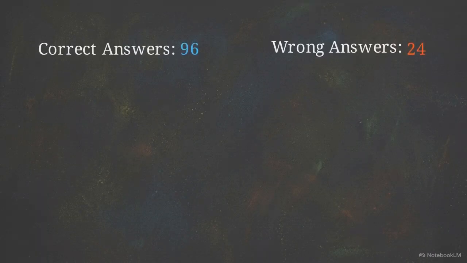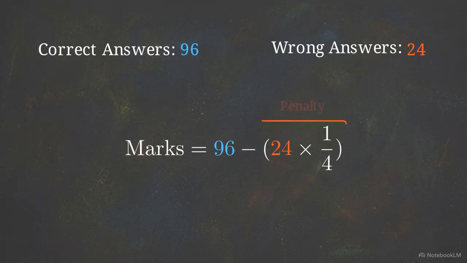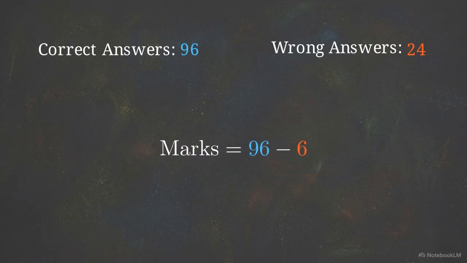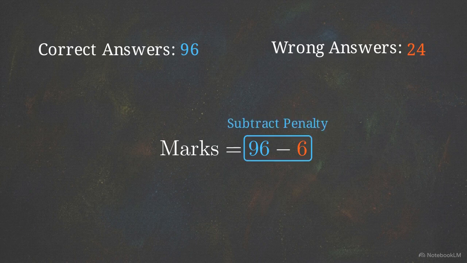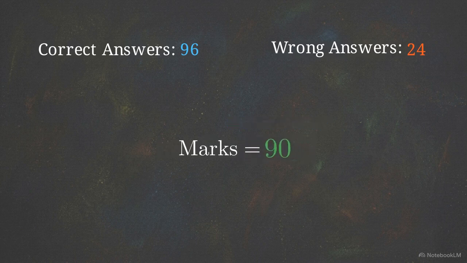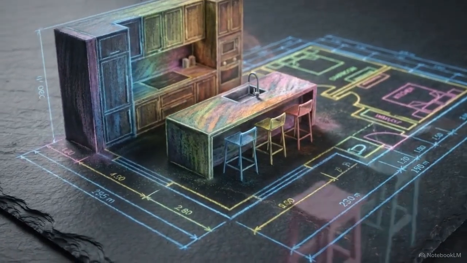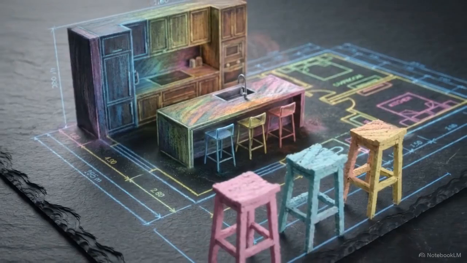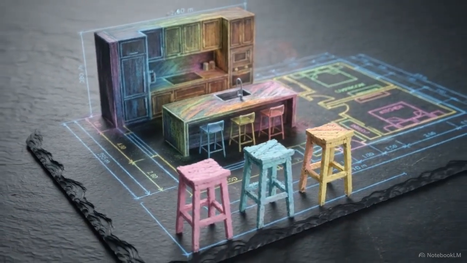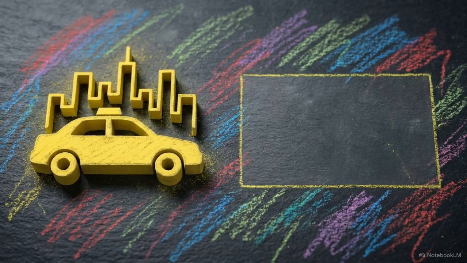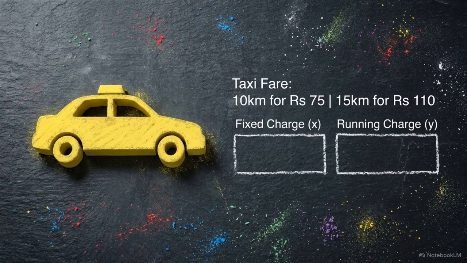We can verify this against the scoring rules. The 24 wrong answers resulted in a 6-mark penalty. Subtracting those 6 marks from the 96 correct ones leaves us with the exact score of 90. This framework applies to any scenario with 2 constraints, whether you are calculating interest on investments or determining the layout of an urban kitchen. Apply this translation process to a different scenario. Look at these taxi fares and see if you can define the variables and establish the 2 governing equations yourself.